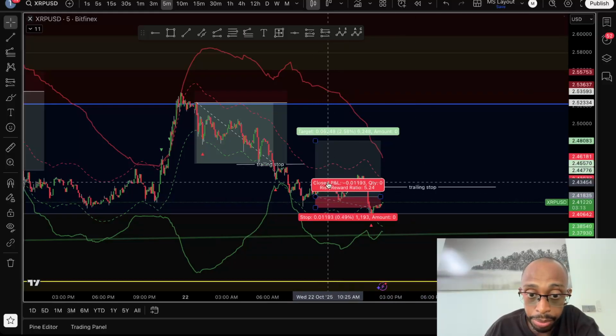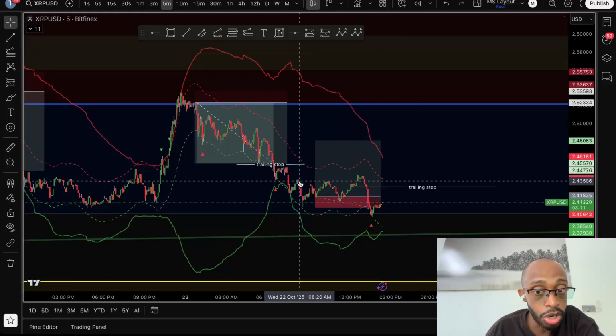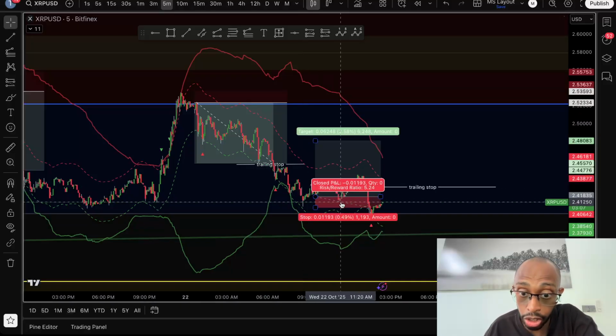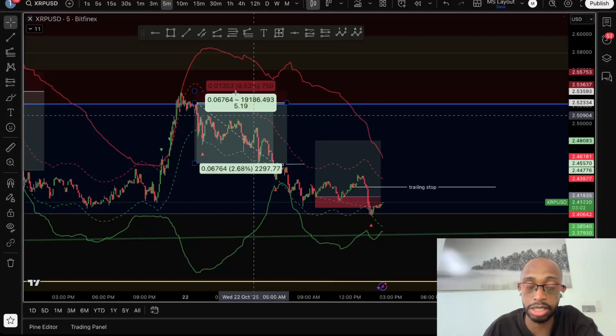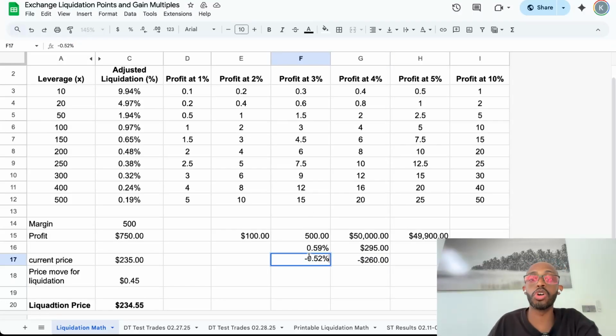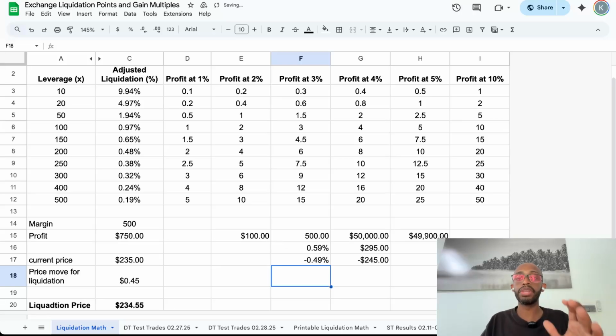We did not break this change of character, so we did not move the trailing stop loss. So we actually could have been kicked out here, right? Let's actually put the number in. Our stop loss is 0.49%. So our risk in this example is $245, right?